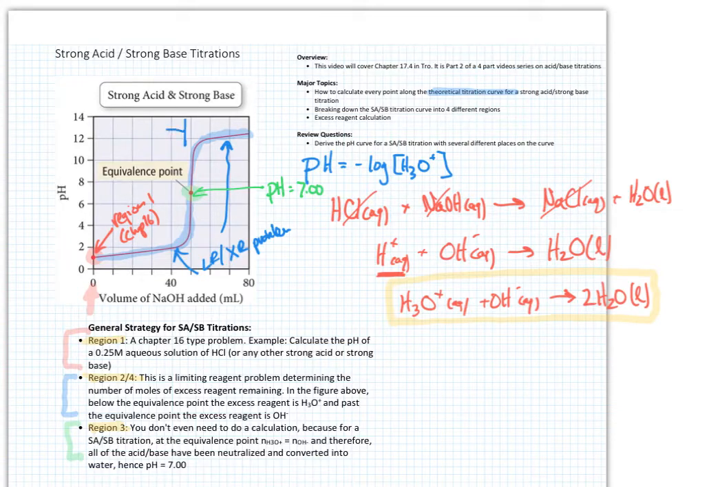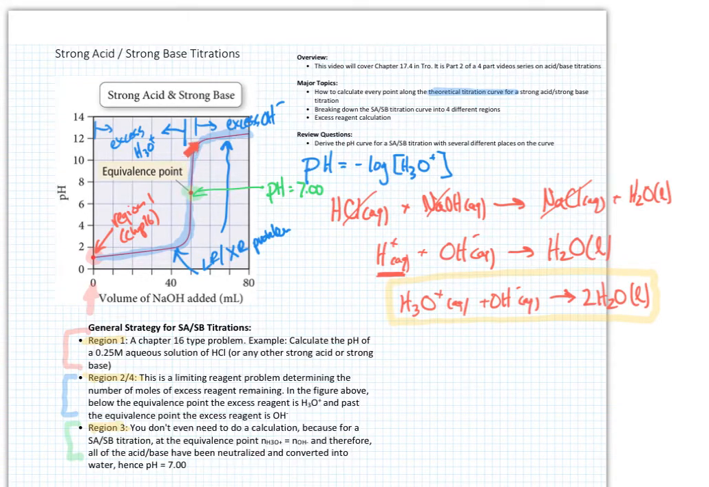So before the equivalence point and after the very initial point, this is going to be excess H3O+. That's going to be our excess reagent. And then after the equivalence point and all the way out to whenever, this is going to be excess OH-. In this region here, all we need to do is calculate how many moles of excess H3O+ there are and divide it by the new volume, because you're going to be adding volume to whatever your starting amount was. That will give us the molarity of H3O+, and then we use the pH formula.